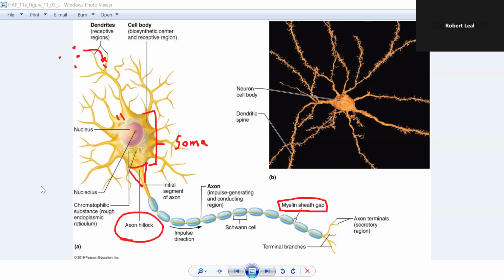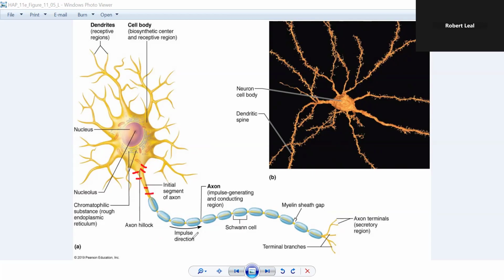What's special about the axon hillock is you have a different type of channels that will open up in response to a change in the voltage inside the cell. Channels that open up in response to a change in voltage are referred to as voltage gated channels. At the end of the axon, where it starts to branch and go in different directions, they're called terminal branches. And at the end of each terminal branch is a bulbous region where it looks like a bulb, and that's where neurotransmitters can be released. That bulbous region is called an axon terminal.